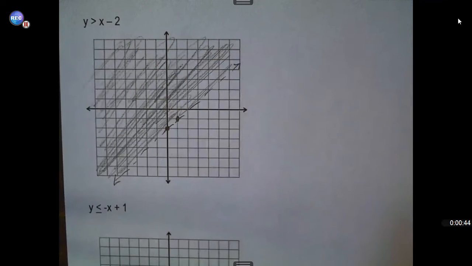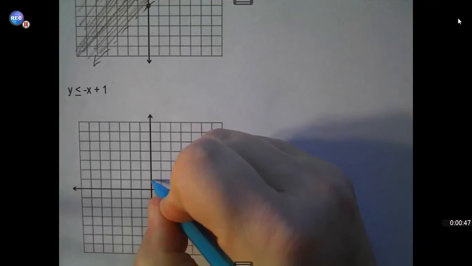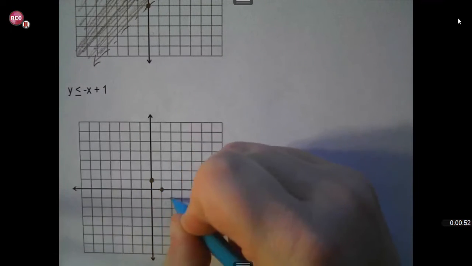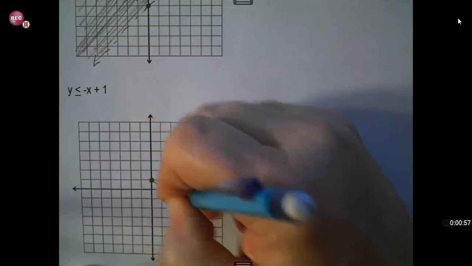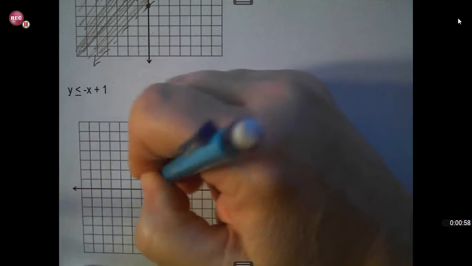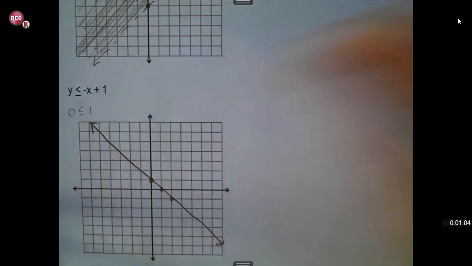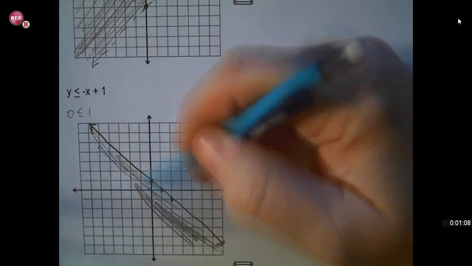And then down here, I have my intercept at +1, and my slope is -1. So I'm going to rise and run the other way, and that is a solid line. And 0 is less than or equal to 1. That's true. So it's going to get shaded down here.